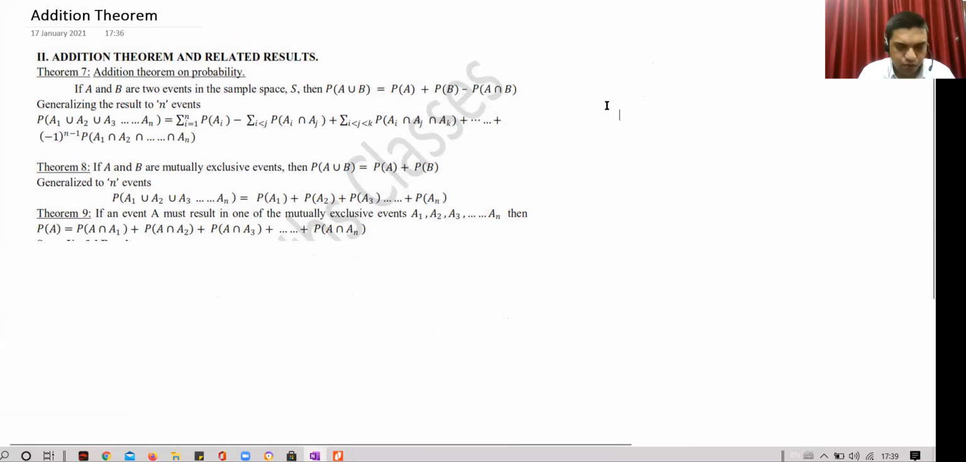Is the white screen okay with you, or shall I change it to the dark background? The dark one is better, sir. Okay.